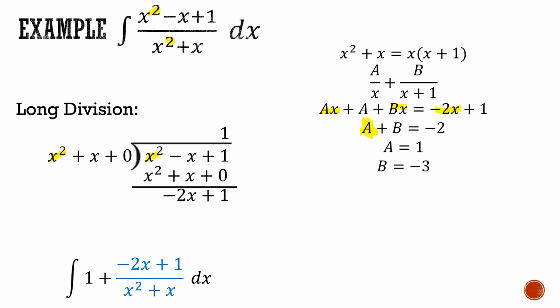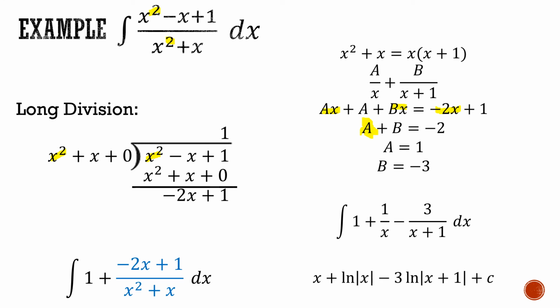Now plugging that a and my b back into my expression and back into my integral, I have the integral of 1 plus 1 over x for a, minus 3, that was our b, over x plus 1. Now integrating that quickly, I'd have x plus ln absolute value of x minus 3 ln absolute value of x plus 1 plus c.